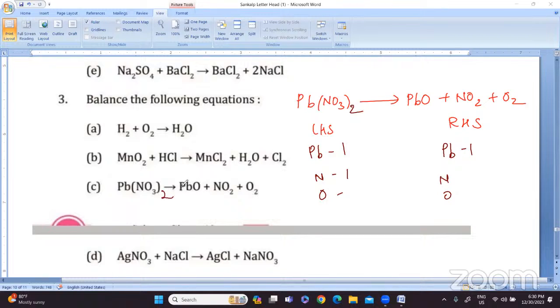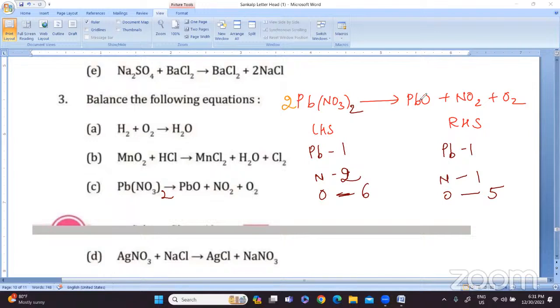The reaction they have not given properly. It should be PbNO3 twice. So Pb will be 1, NO3 twice, N is 2, oxygens are 3 2s are 6. Then here Pb is 1, nitrogen is 1, then oxygen is 2, 4, 5. Yes. Now balance it, students. So Pb here is 1, there is 1. So oxygen we have to balance.